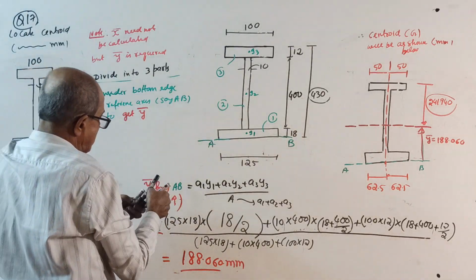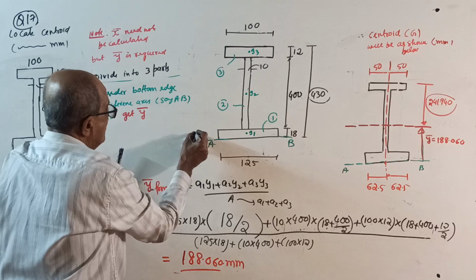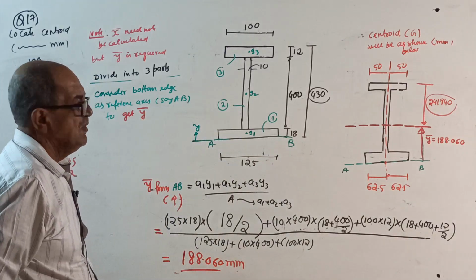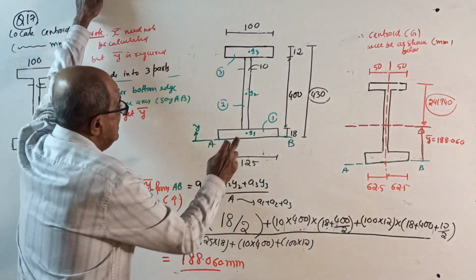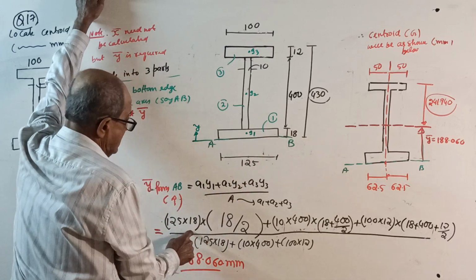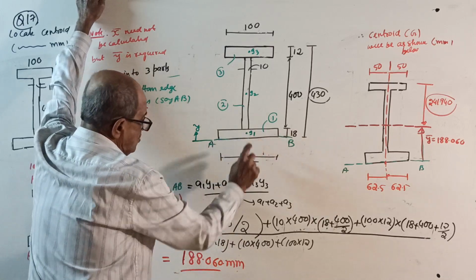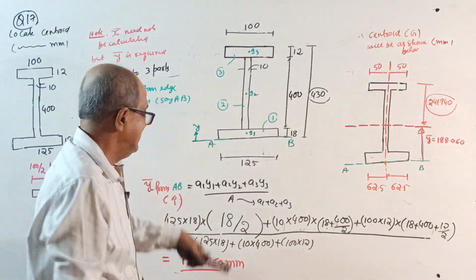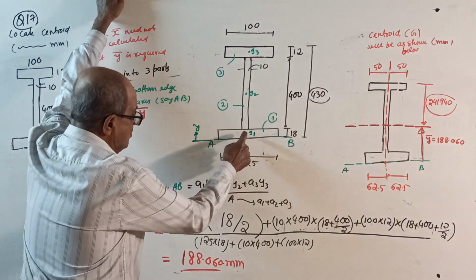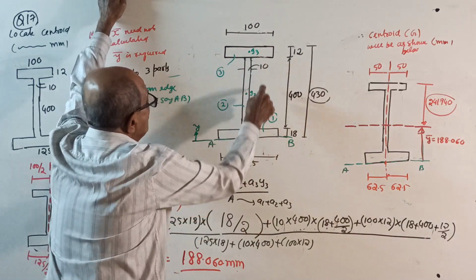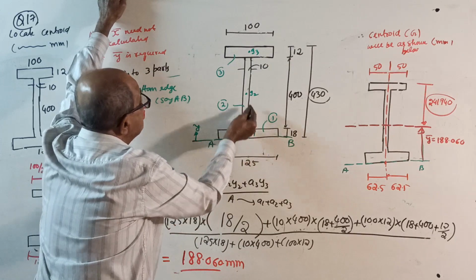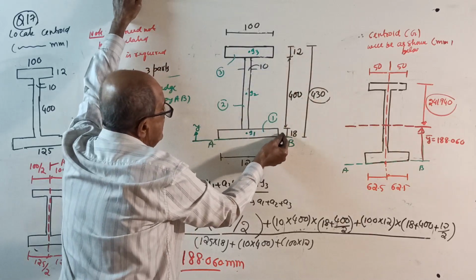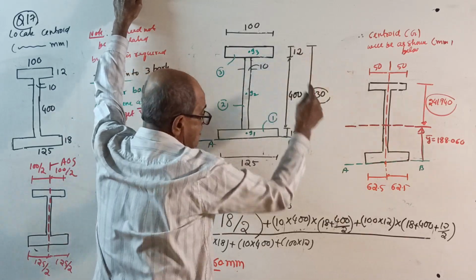So, your y will be like this. Okay, this is your y. Y bar from AB equal to A1 Y1 plus A2 Y2 plus A3 Y3. A1: 125 into 18 into 18 by 2. I wrote big because next round I want more space. You write small. 18 by 2 plus 10 into 400 into 18 plus half of 400, plus 100 into 12 into 18 plus 400 plus 12 by 2.